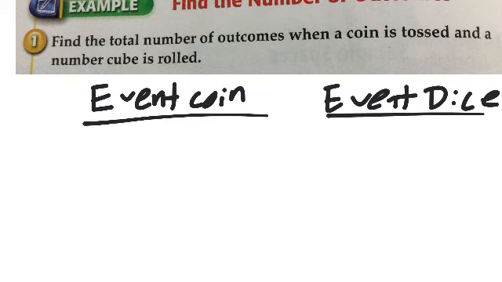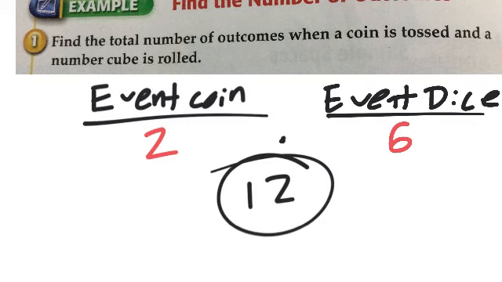So when I flip a coin, how many different outcomes are there? 2, heads or tails. When I roll dice, how many possible outcomes are there? 6, 1 through 6. So to find the number of outcomes when both of these are happening, we would just multiply. 2 times 6 is 12. So there are 12 possible outcomes when flipping a coin and rolling dice.